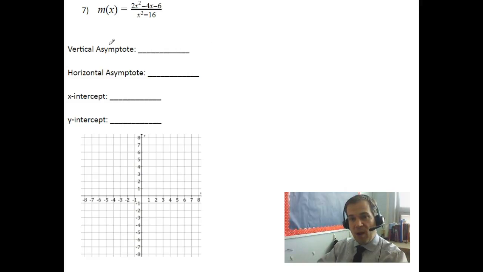I'm going to kick this off the way I always do by finding my vertical asymptotes. That's the place where the graph cannot touch. So that's whatever makes the denominator equal 0, because you can't have 0 in the bottom of a fraction.